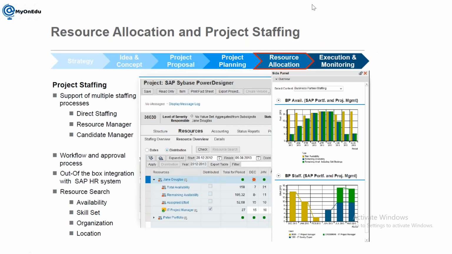So here we are having different approaches to staffing. The assignment of resources to your project, we are calling it staffing. So we can do direct staffing, we can do it by resource manager or candidate manager, and we can manage the workflows. Resources are based on the availability, qualification, skill set, organization, and location. Okay, and everything we can manage and check in different dashboards.